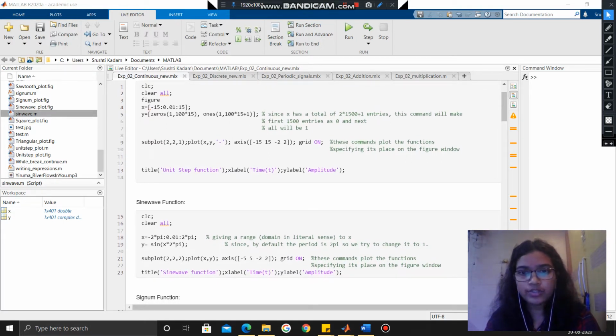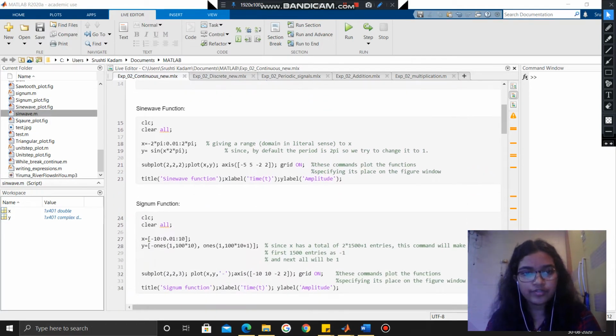Since x has a total of 3001 elements, this command will make the first 1500 elements 0 and the next all will become 1. Then we go to sine function. Sine of x is an inbuilt function in MATLAB. All you have to do is give it an input x.